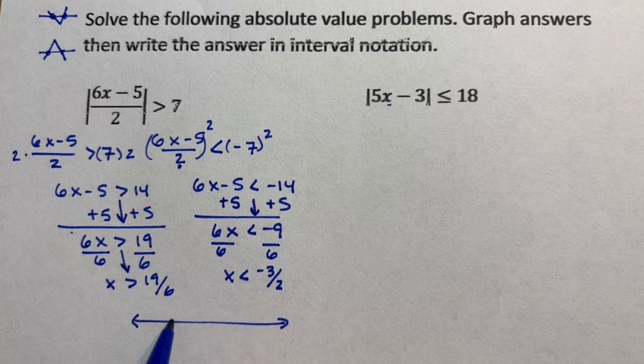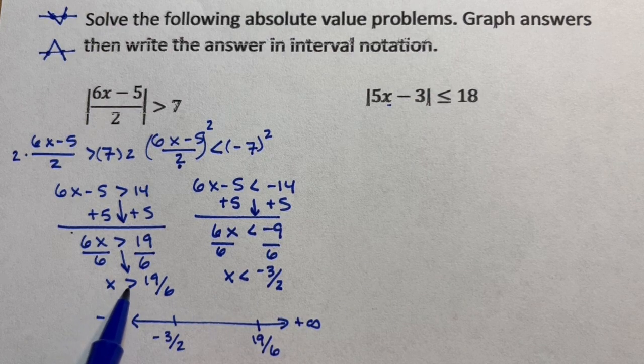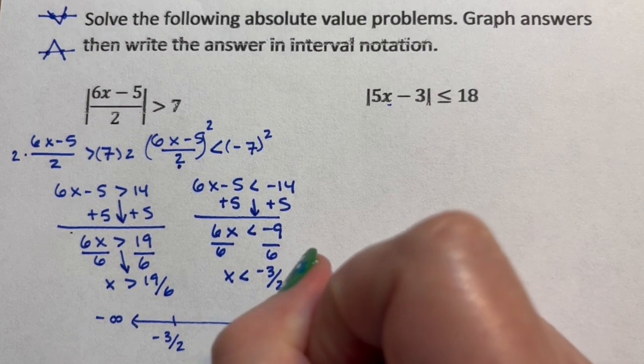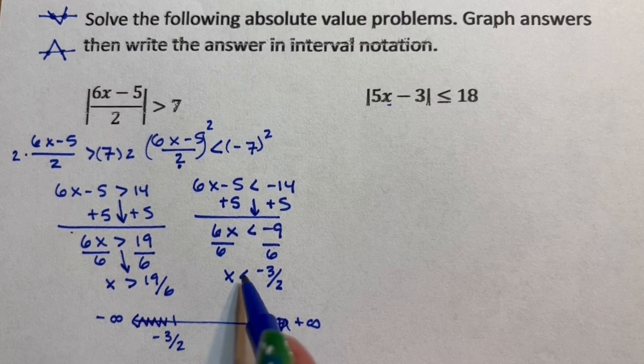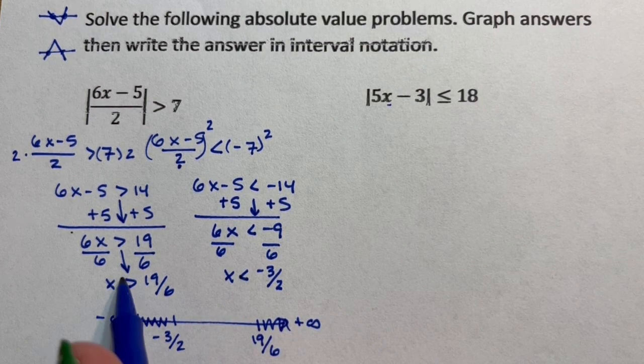I put the negative 3 halves over here because that's closer to negative infinity. I'll put this 19/6 here because that's positive. x is greater than that, so that's going to be over here towards positive infinity. x is less than this, which is over here towards negative infinity. That's why I like to put the positive and negative infinities in. Just remember, if x is by the pointy end, that means less than. And if it's by the big end, it means getting bigger.